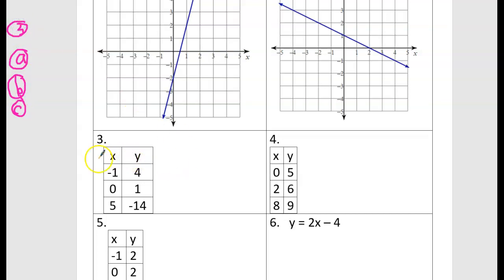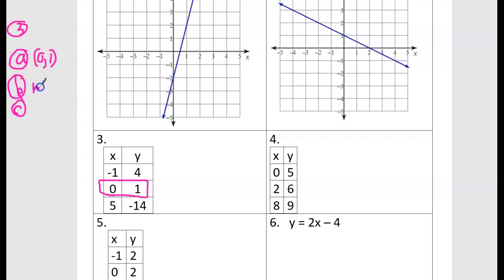All right, so here we go. So the y-intercept is where it touches the y-axis. But another way of thinking about what the y-intercept is, it's where the x value equals 0. So that's right here. So this is my y-intercept right here. It's when the x value equals 0. So 0, 1.